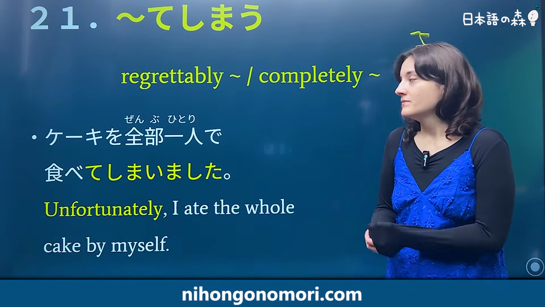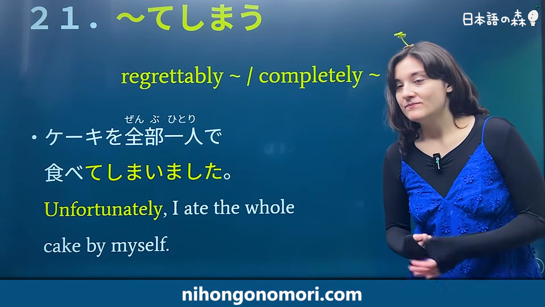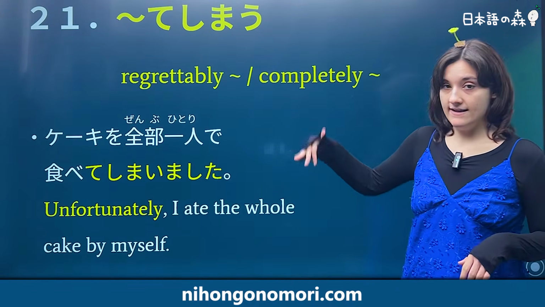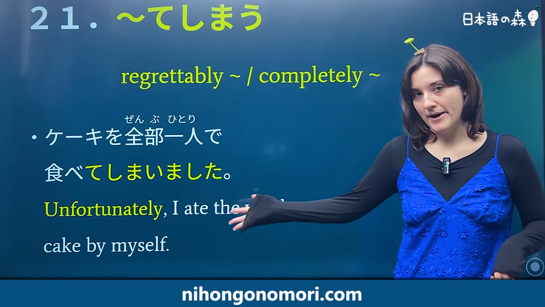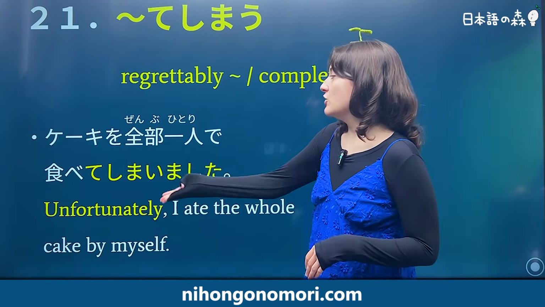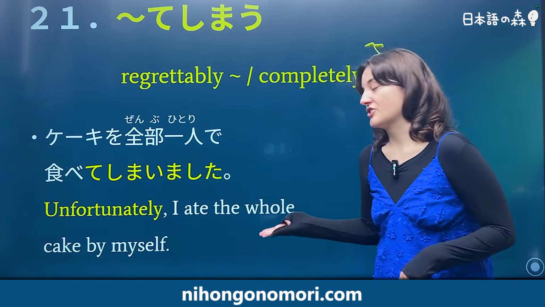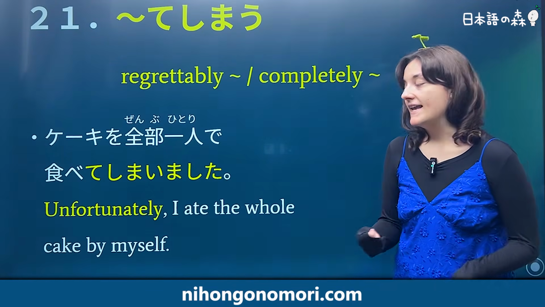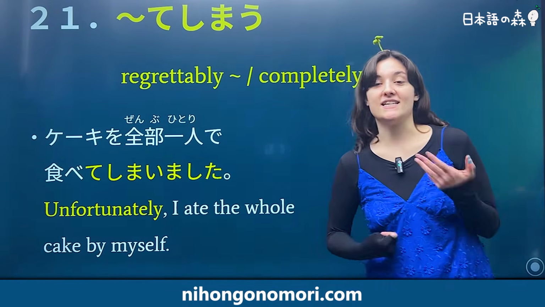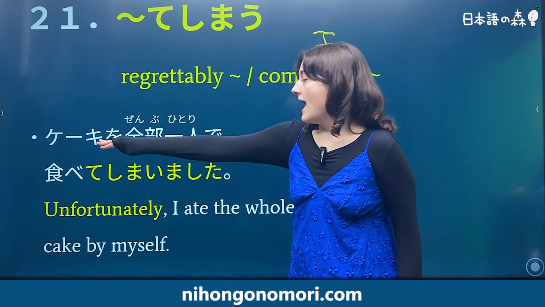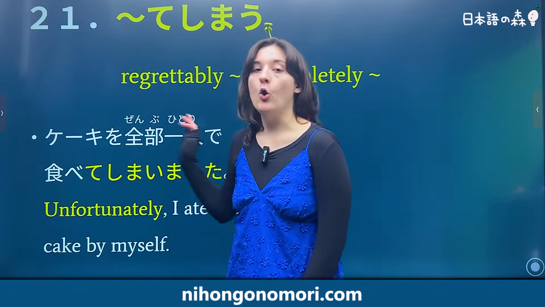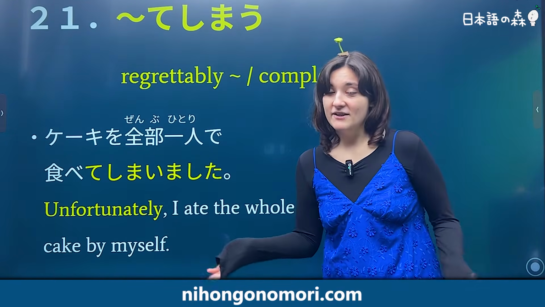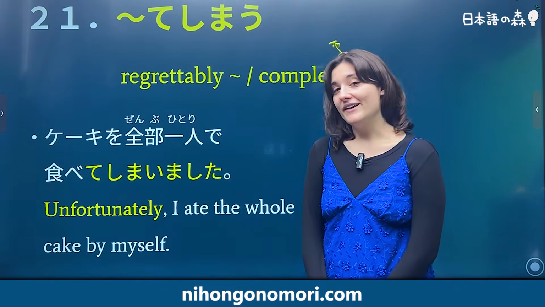てしまう or てしまいました. This is regrettably, or, you know, completely, totally, I did an action, and I feel bad about it. Here we have ケーキを全部一人で食べてしまいました. Unfortunately, I ate the whole cake by myself. And now I feel bad, because nobody else got to eat any, right? So I did this completely. I ate the whole cake. And now I feel bad. So we'll say, unfortunately, regrettably, oh boy.